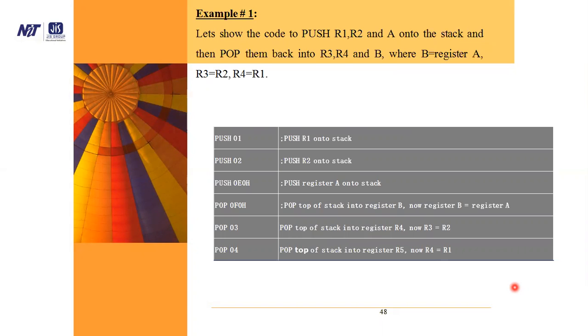PUSH 01, push R1 onto the stack. PUSH 02, push R2 onto the stack. PUSH 0E0H, push register A onto the stack. POP 0F0H, pop the top of the stack into register B. Now register B is equal to register A. POP 03, pop the top of the stack into register R3. Now R3 is equal to R2. POP 04, pop the top of the stack into register R4. Now R4 is equal to R1.